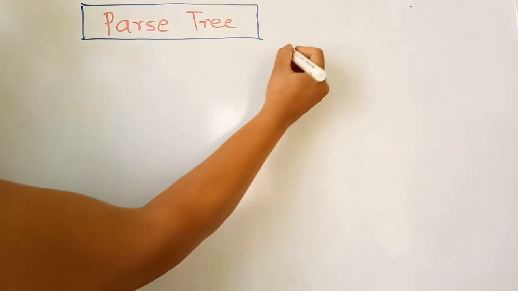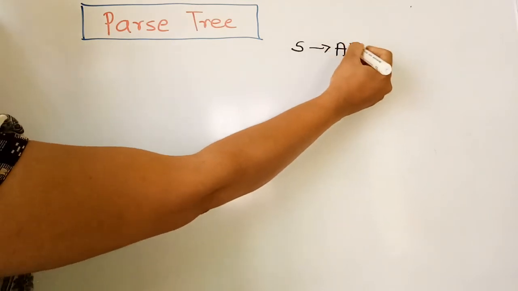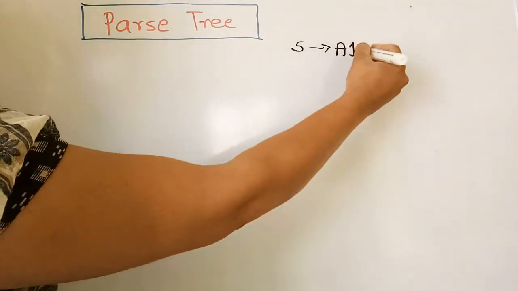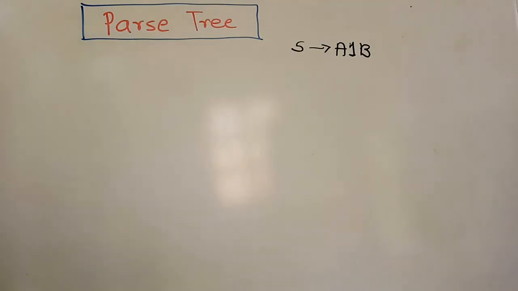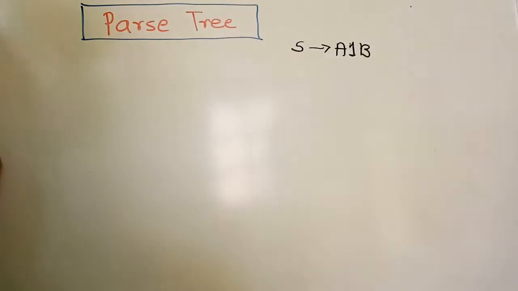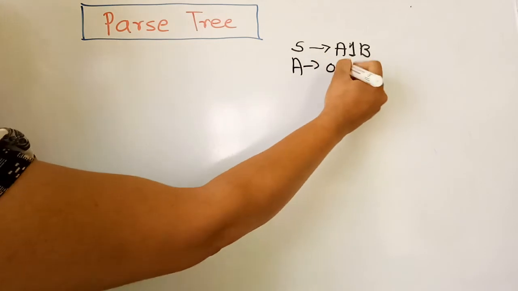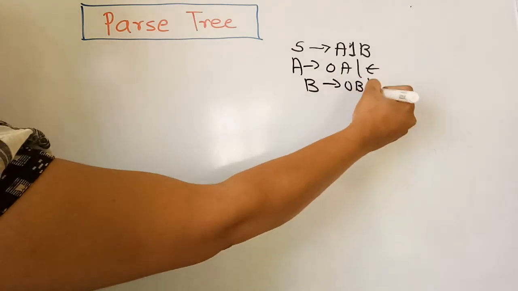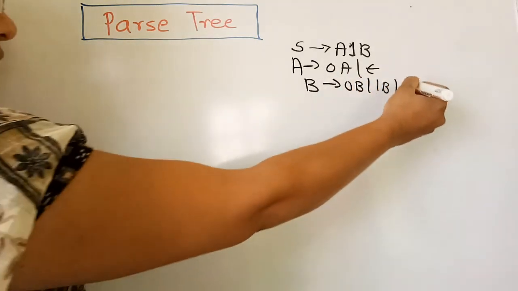For example, there is one grammar that is S gives A1B. As we had covered in the previous parts of the context-free grammar, we all know that every grammar has one start symbol, some production rules, and a set of terminals. So these are the production rules and S is the start symbol. Then A gives 0A or epsilon. B gives 0B, 1B or epsilon.